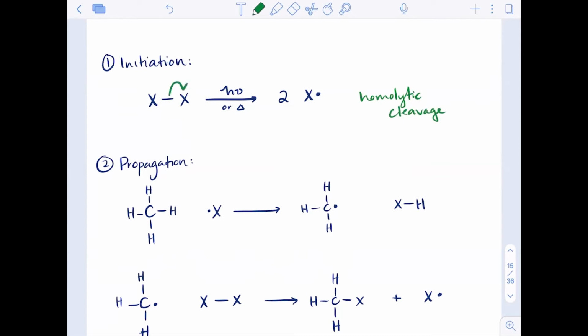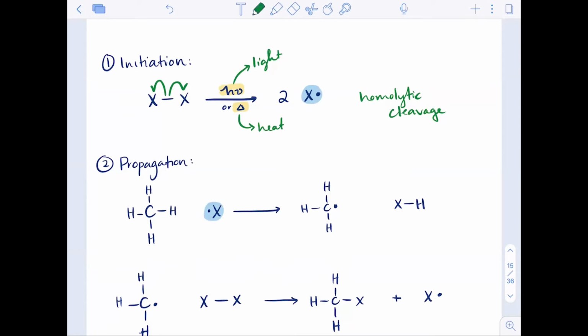We'll see that the halogen bond, X2, is going to homolytically break. We do need heat or light, either one. hν is light. If you imagine energy equals hν, delta is heat. We need one of these. They are our radical initiators. So X2 will not just homolytically cleave without a specific hν, light, or delta, heat. Once we make that radical, we can go straight to our propagation steps.